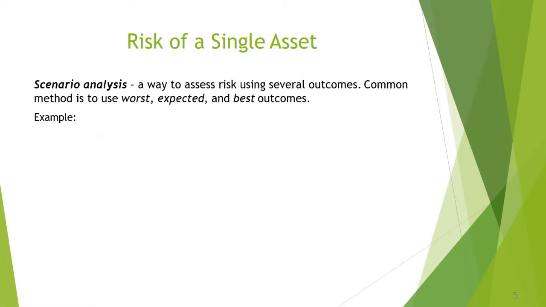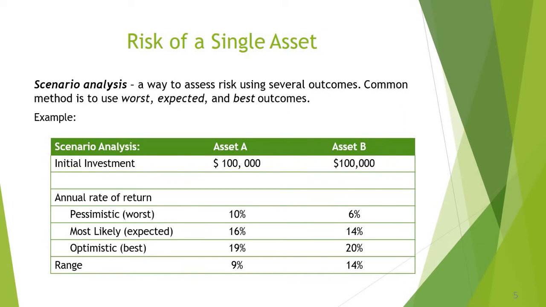To find out risks of a single asset, we can use scenario analysis. It is a way to assess or to measure risks using several outcomes. There could be worst, expected, and best situation in an economy, and under these situations we try to find out return of our assets. Now let's look at this example.